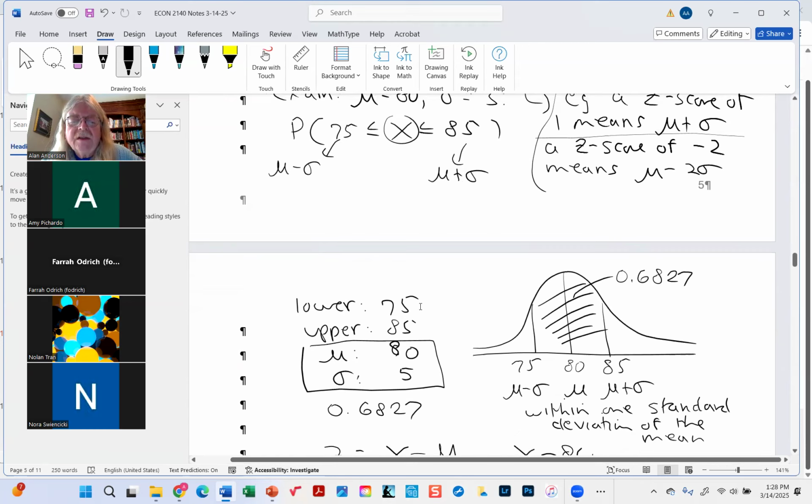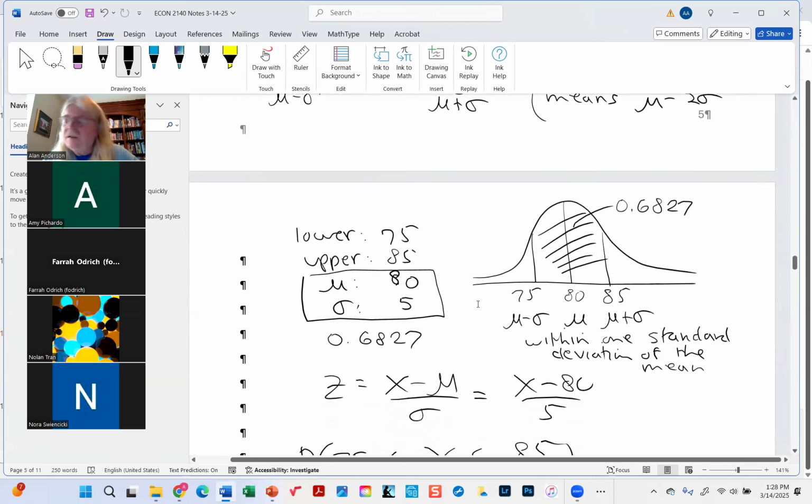And we're looking at the lower limit of 75. The upper limit is 85. The mean is still 80. The standard deviation is 5. And if you type in those numbers, you'll see that you're getting 0.6827. Now, if you look at the graph on the right, you can see that we're actually asking for the probability of being within one standard deviation of the mean. Now, with the empirical rule, we use 68% as our approximation. Here we have the exact value, which is 0.6827.